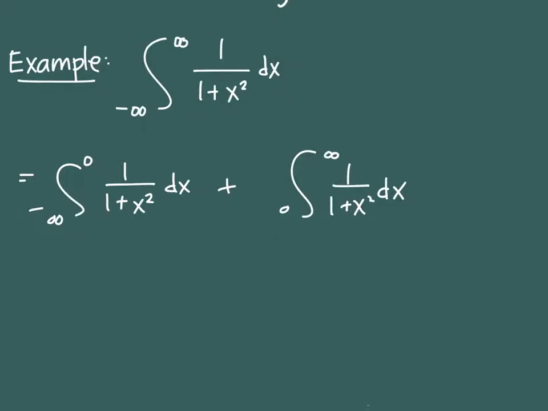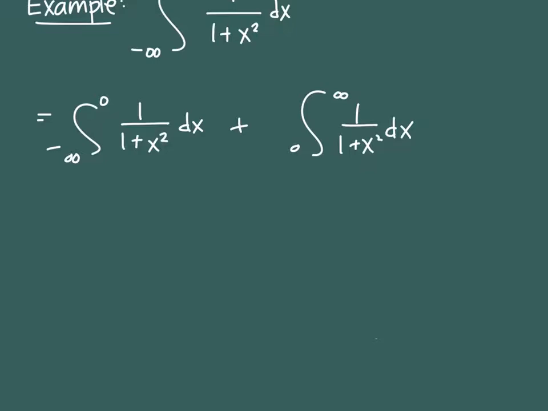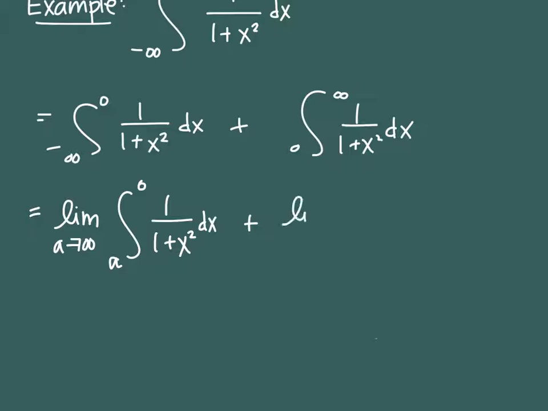Once you've separated the improper integral into two separate improper integrals, then you'll do the same thing we did last time, and you will apply a limit to each piece. So in the first one, I'm going to replace the lower bound with a, and a is going to approach negative infinity. And for the second integral, I'm going to replace the upper bound with b, and b will approach positive infinity.